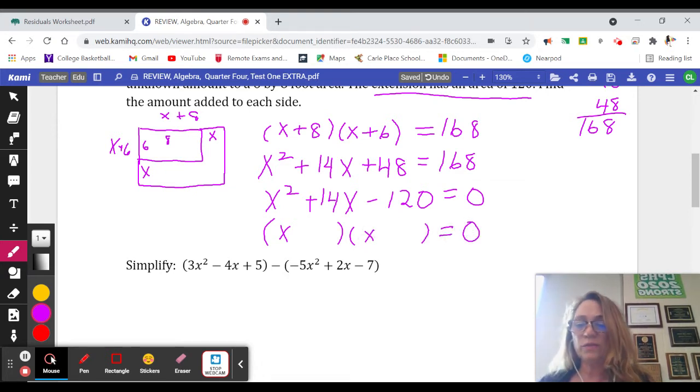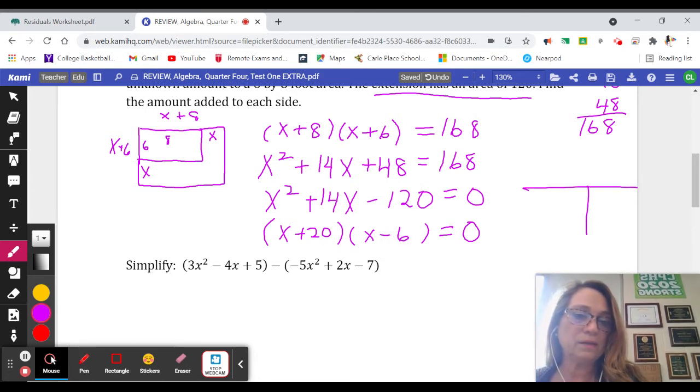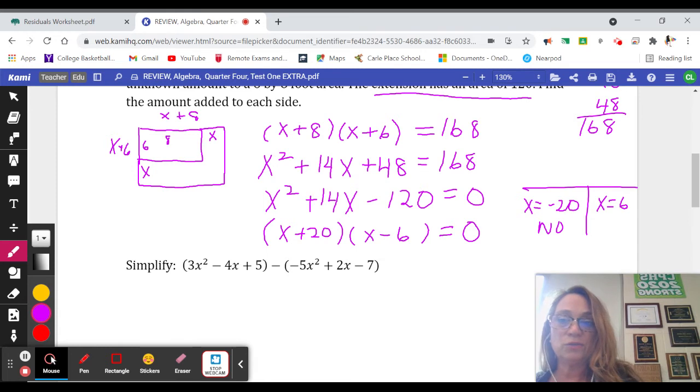All right, so I'm going to do that y equals 120 divided by x trick. 120 divided by x. And go back to my table. 6 and 20. Okay, so (x plus 20)(x minus 6). So x equals negative 20. No, can't ever reject that. And x equals positive 6. That's good. So 6 feet was added to each side.